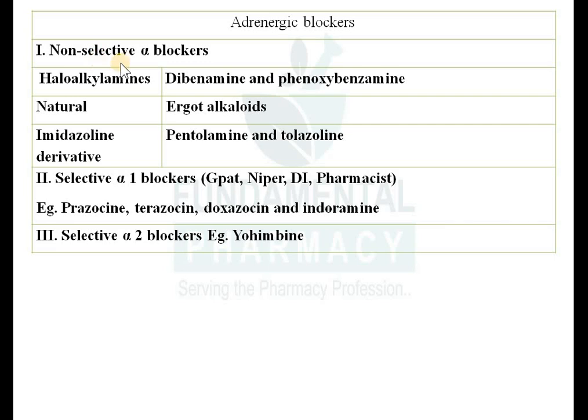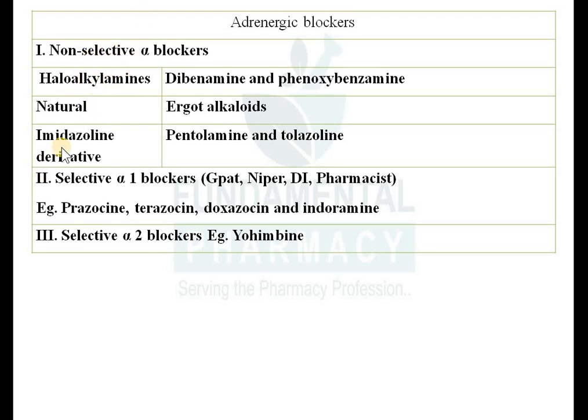The first one is the non-selective alpha blockers. As the name indicates, non-selective means they can block alpha 1 as well as alpha 2. So we are not sure which kind of alpha receptor they will block. They can block either alpha 1, or alpha 2, or both, or they may have a greater affinity to alpha 1 or alpha 2. So they are non-selective in action. They can block both the alpha receptors.